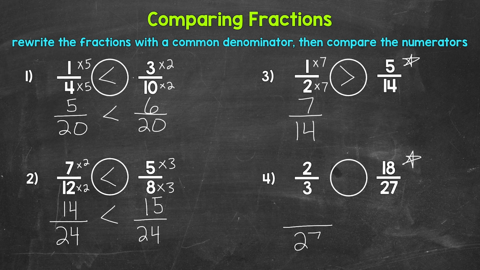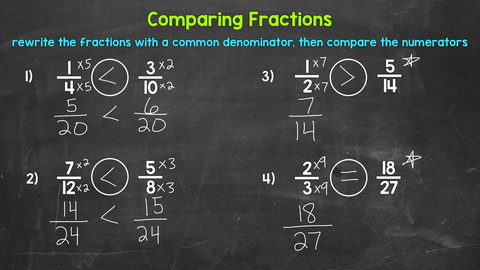So let's rename 2/3. 3 times 9 gives us that denominator of 27. So let's multiply the numerator by 9 as well. 2 times 9 gives us 18. So we get 18/27. 18/27 is equal to 18/27. So reading our original comparison from left to right, 2/3 is equal to 18/27. So there's how to compare fractions.